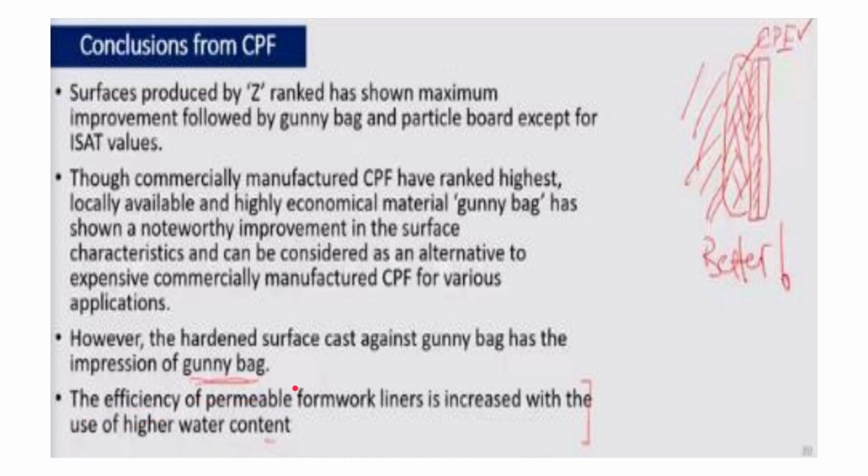The efficiency of permeable formwork liners is increased with the use of high water content. So the higher the water content, the more bleeding water there will be, and the more it will be able to pass through the liners. So the permeable formwork liners' efficiency will increase with the use of higher water content.